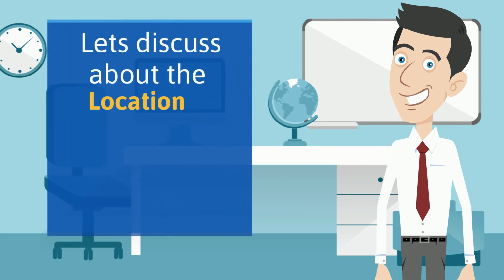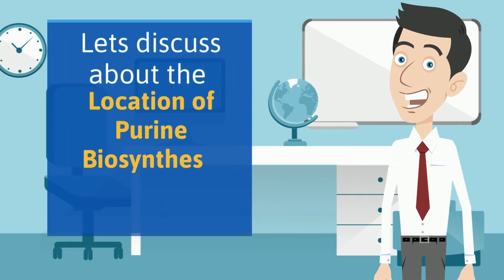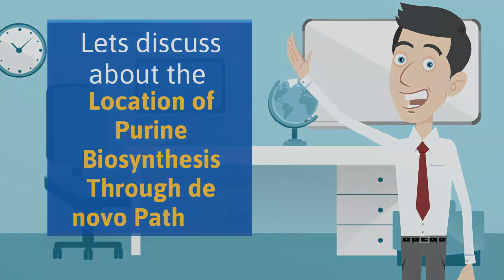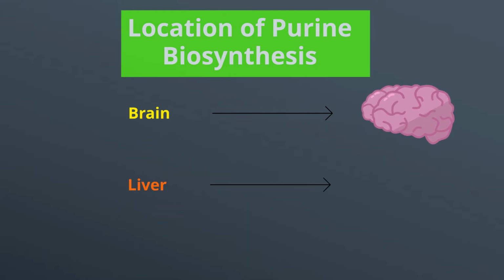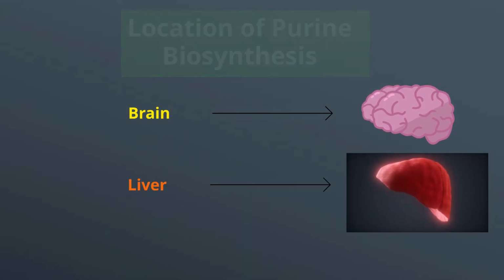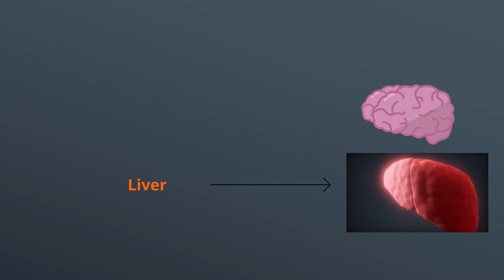Let's discuss about the location of purine biosynthesis through de novo pathway. Location of purine biosynthesis. Purine synthesis occurs in all tissues. The major site of purine synthesis is in the liver and, to a limited extent, in the brain.